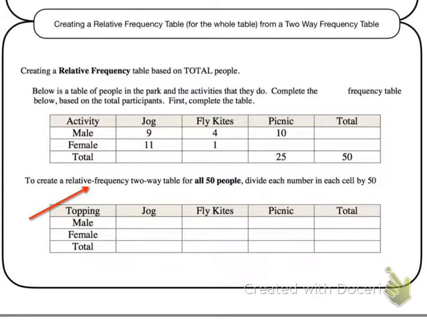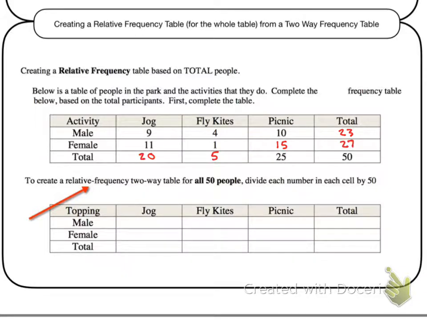Okay. So I can get the total here, 9 plus 11, that gives me 20. 4 plus 1, that gives me 5. 10 plus 15 gives me 25. Let's see, 9 plus 4 is 13, plus 10 is 23. 11 plus 1 is 12. 12 plus 15 is 27. So there we go, we have it completed.